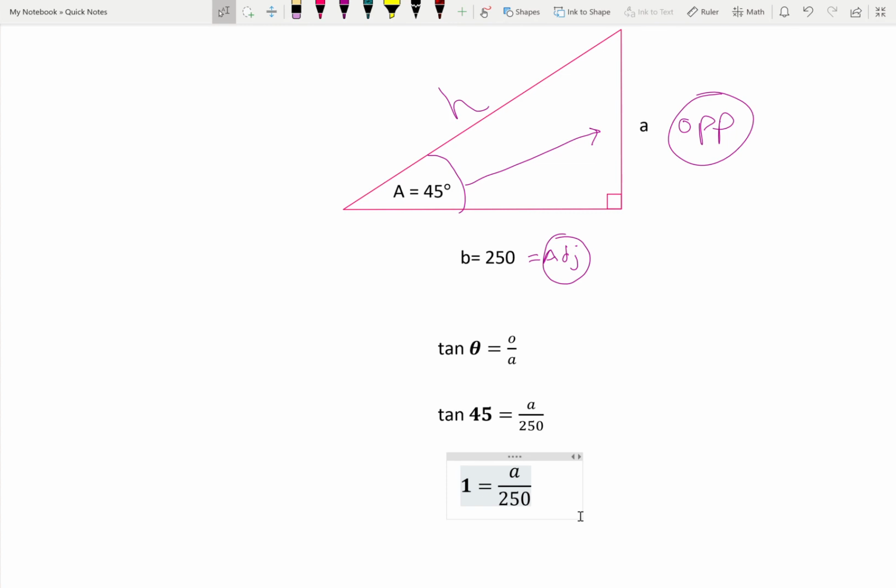So how do I solve for A? I multiply both sides by 250. So my resulting answer is just A equals 250. If I multiply both sides by 250, these 250s cancel out, and I have 1 times 250 on the left-hand side, which is just 250.